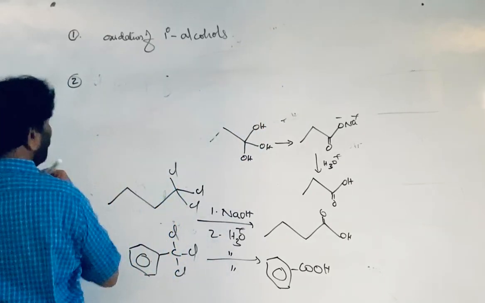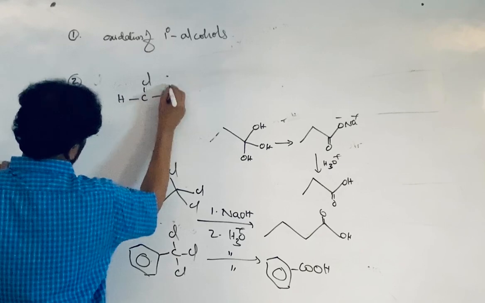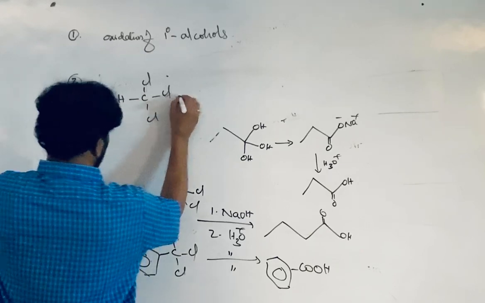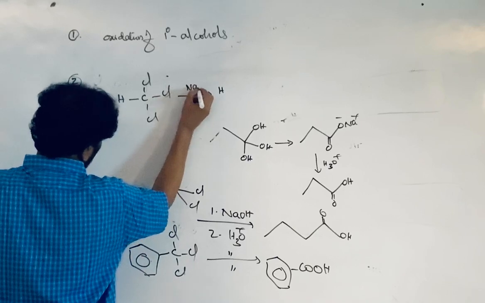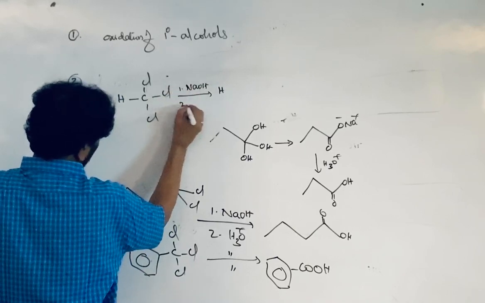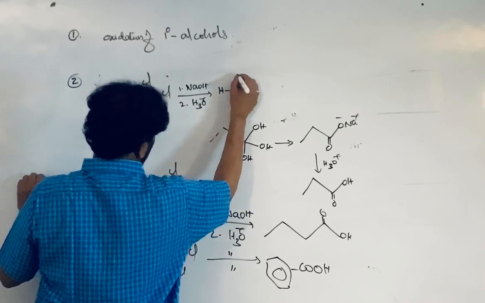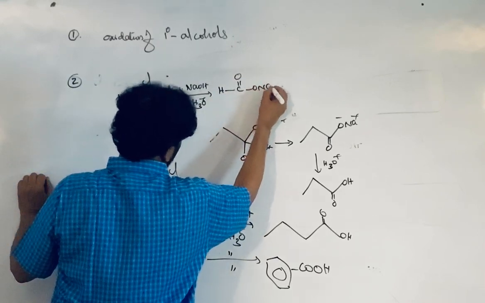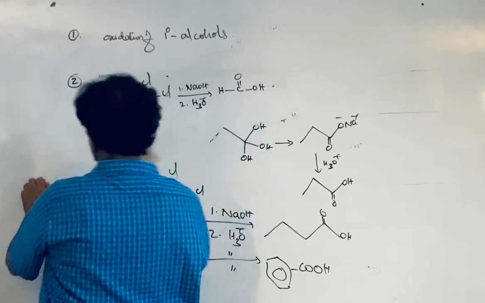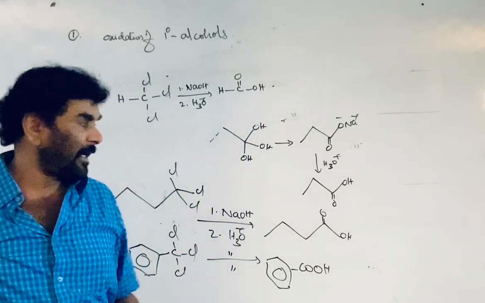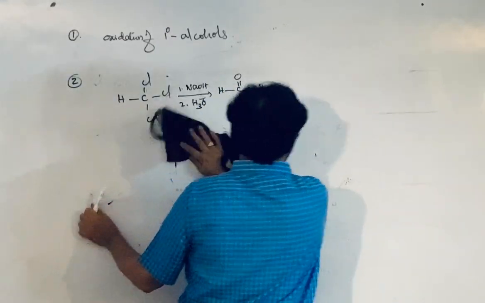If you take chloroform, 1,1,1-trichloromethane, and react it with sodium hydroxide followed by acidification, HC(=O)ONa is produced first. Then acidification is done, and formic acid is produced. That is, chloroform gives formic acid in this procedure.